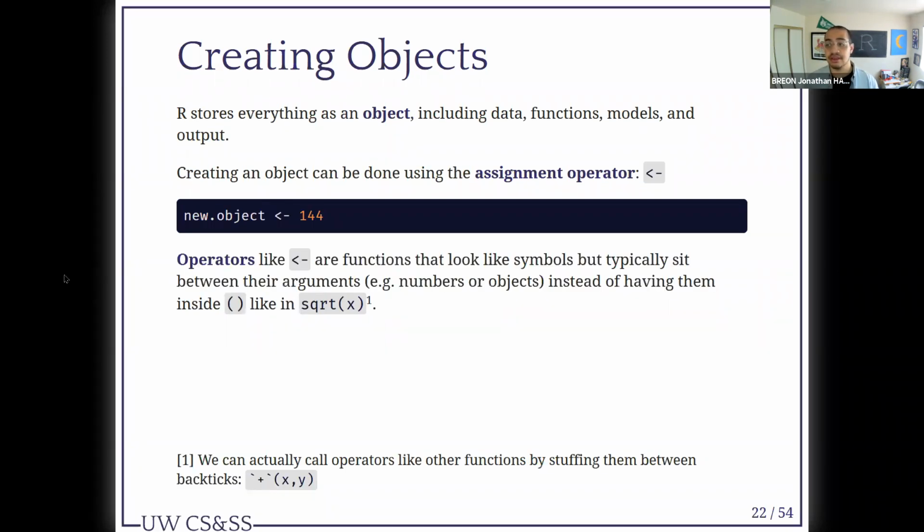Operators, like the assignment operator, are functions, like our square root function, that look like symbols, but they typically sit between their arguments. The arguments being something like numbers or objects. This is instead of having them inside of parentheses, like in the case of square root. We can do math with operators, something like x plus y, where plus is the addition operator.